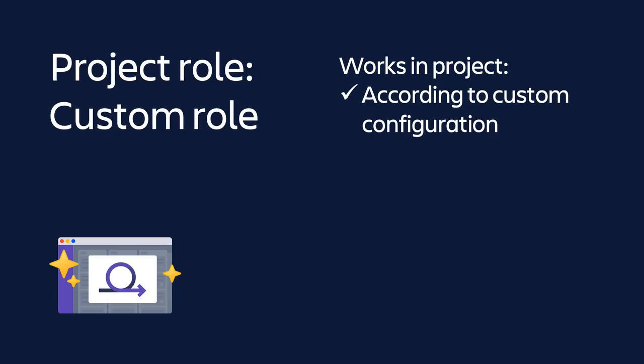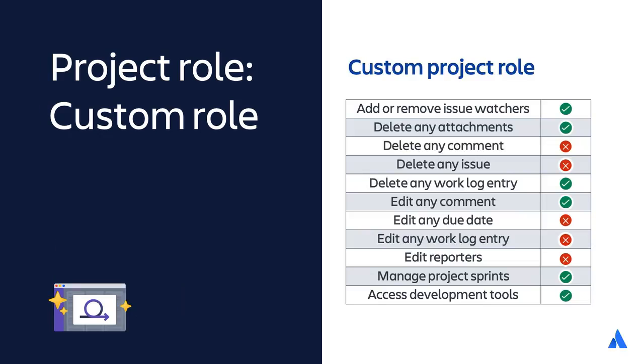If none of these roles meet your requirements, you can create a custom role for the project to which you can grant specific permissions. With a custom role, a user with the administration role or a user granted the administer the project permission, along of course with Jira Software Product Access, can create a custom project role. Then users or groups can be granted this role.